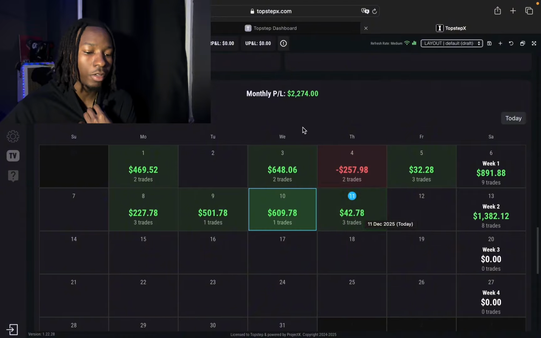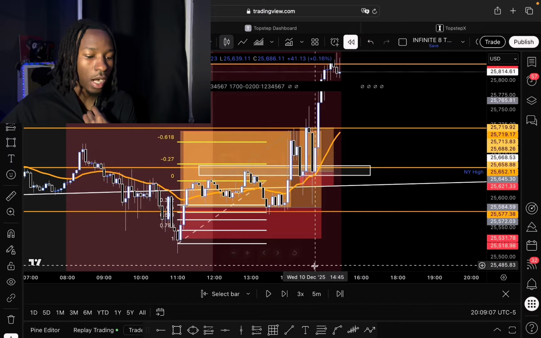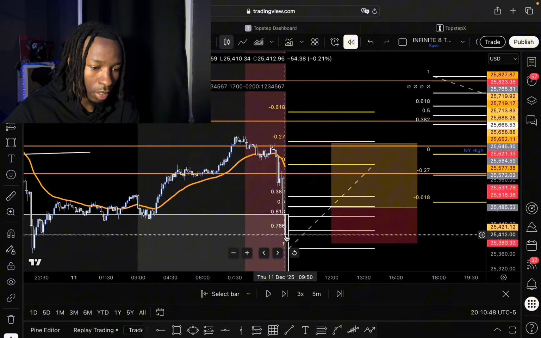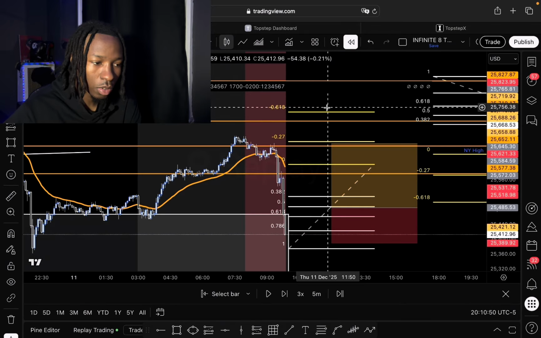Today, I did not make any profit because I had moved my stop loss to entry. I'm gonna explain to you guys and show you guys why that was. Coming down 945, 950. Let's go to US30, see what it's doing.